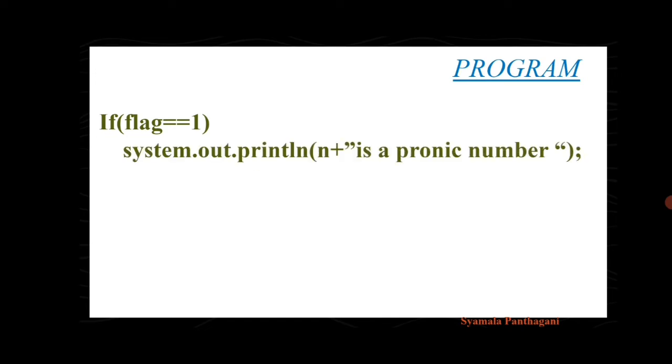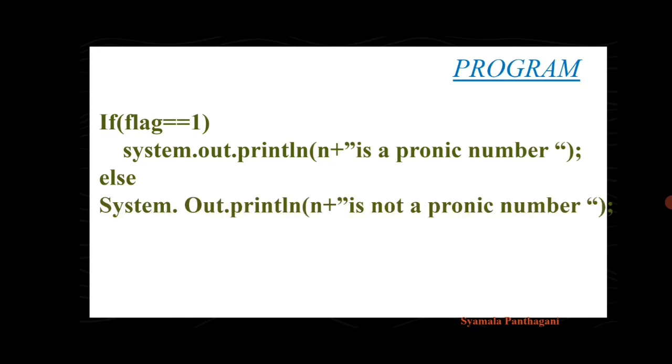Now the output part. Output segment is: if flag is equal to 1, System.out.println(n is a pronic number); else System.out.println(n is not a pronic number). Then two closed brackets for the main and the class. This is all over the program for pronic number. Now I would like to teach the execution of this program.